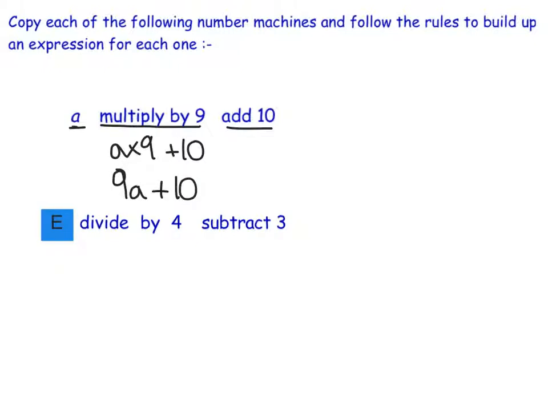The next one we've got is E divided by 4 subtract 3. So first we're going to divide by 4, so E divided by 4, and then we subtract 3 from that, take away 3. And again, we can tidy this up by writing E divided by 4 as E over 4, remember that means the same thing, take away 3. So there's my two answers.